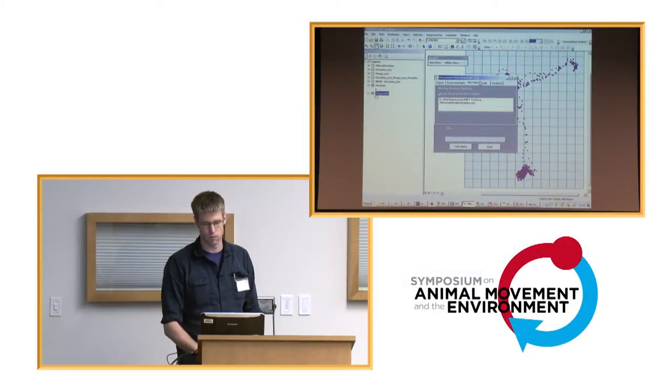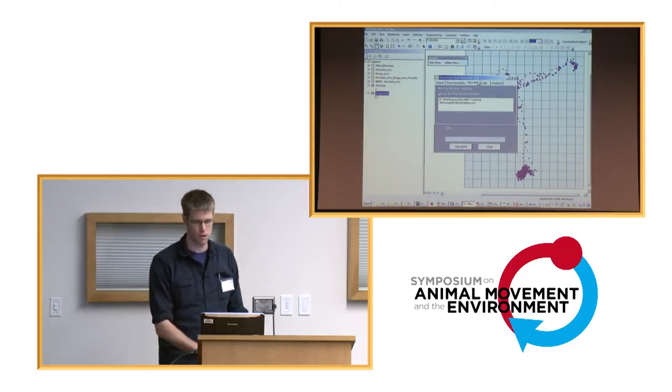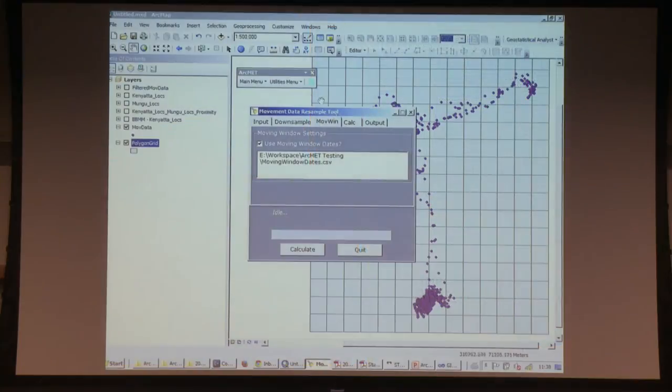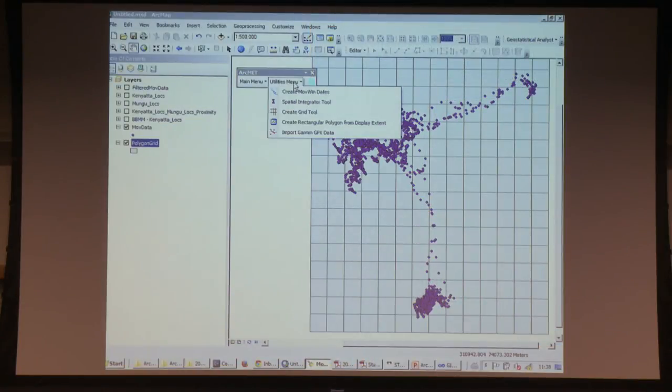This has a move win tab, as do a lot of the tools. So I'll just quickly show you. Essentially that will allow you to segment temporally. So you can provide moving window dates for all of these tools. So if you want to run that, but just for these times, it'll input that dates file. You can create the dates file using this create move win dates tool.